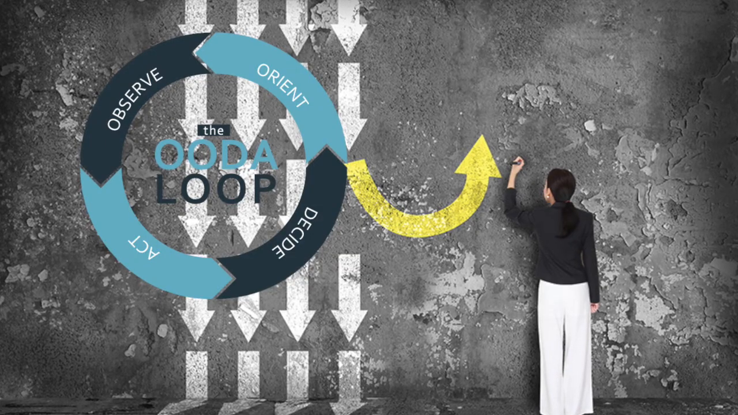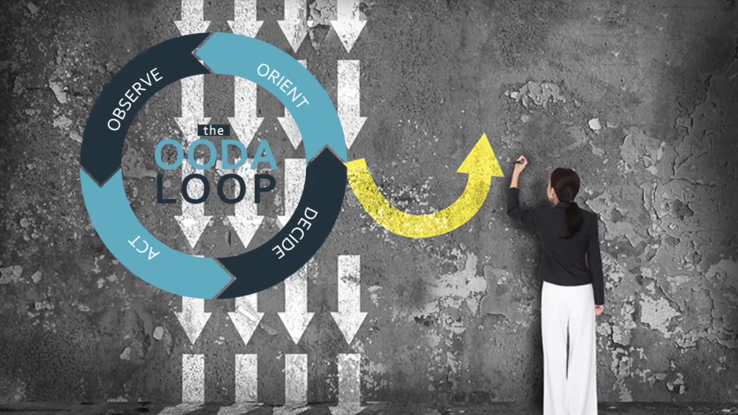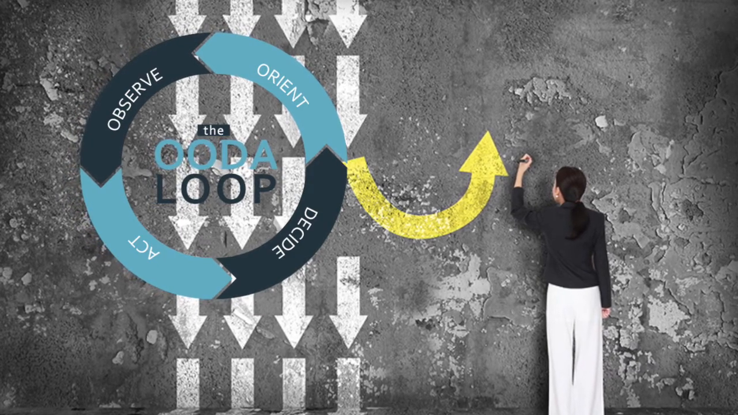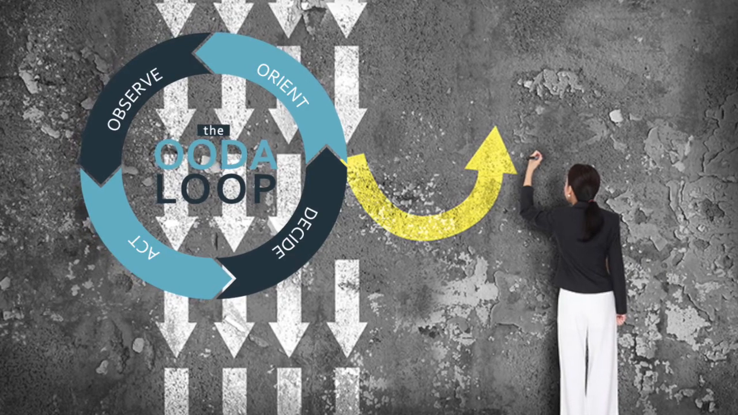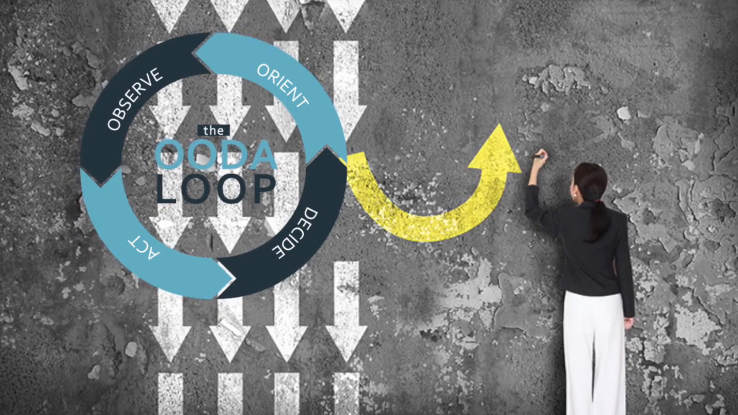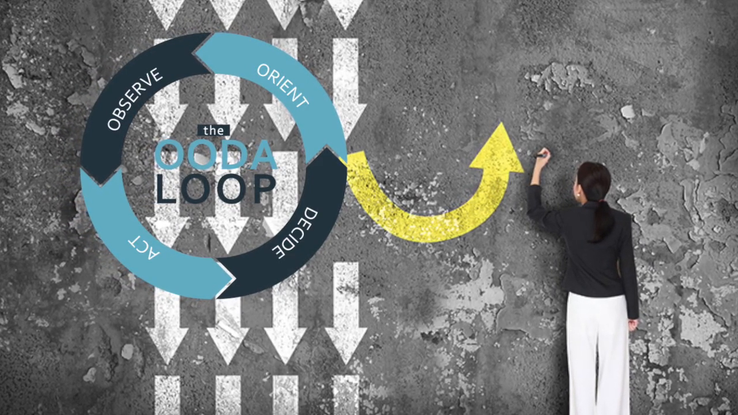OODA Loop is a great tool to reinvent your business. In the observation phase, you must make sense of your current and future threats and obstacles. You need to orient its impact. You need to then decide on a new course of action and finally act on it.